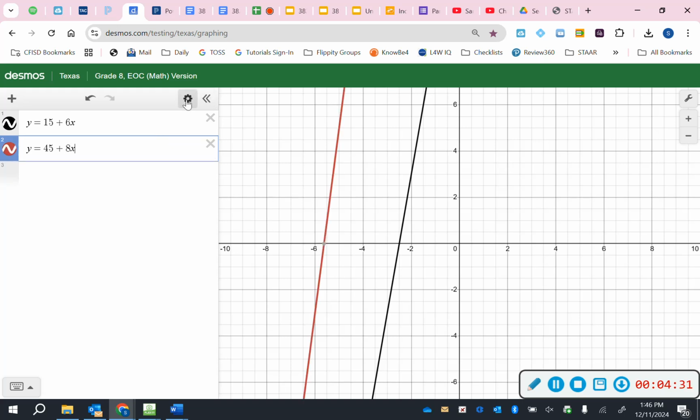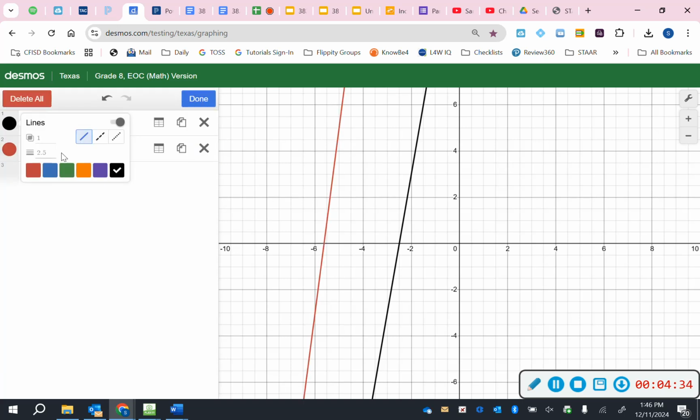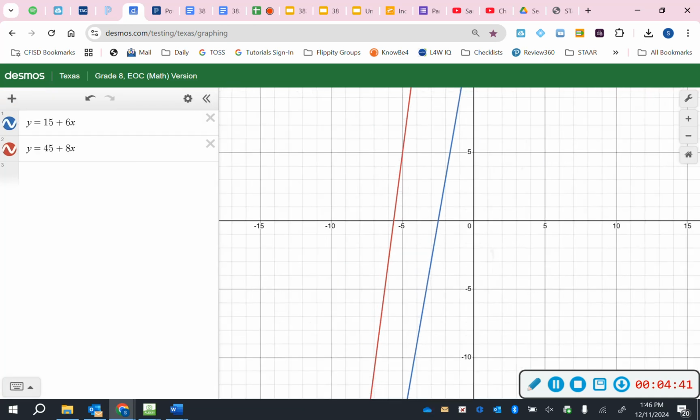So y equals 15 plus 6x, and y equals 45 plus 8x. So here's my 2 lines. I'm going to click on the gear and then click on the circle. If I have a black line, I'm going to change it to blue. Nothing wrong with the color black, but it makes it a lot easier to see on the graph.